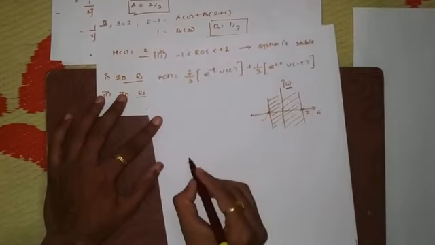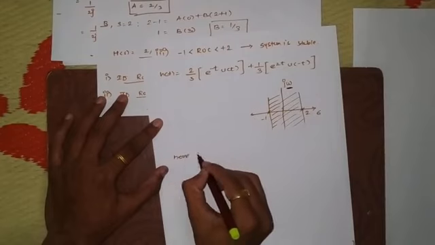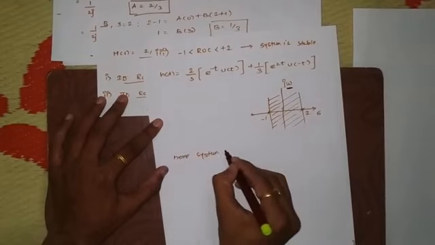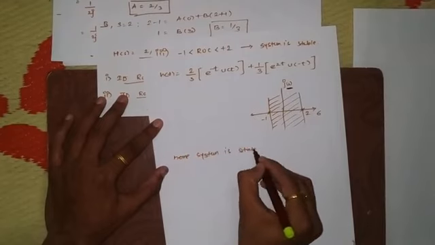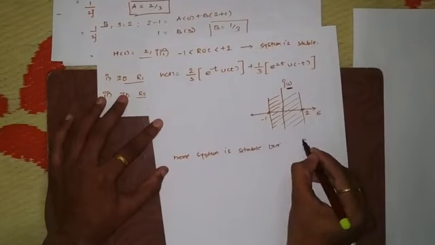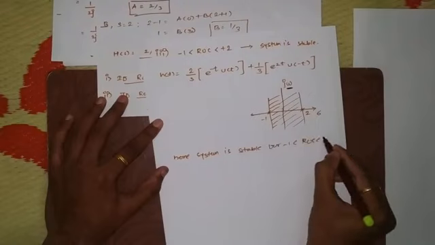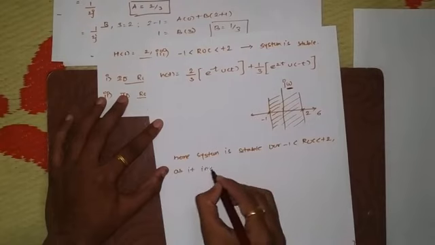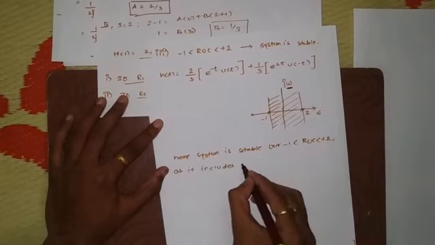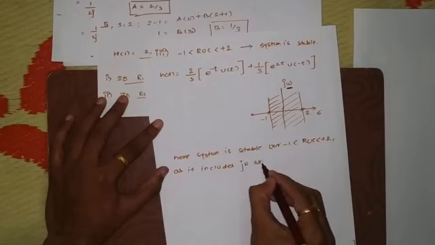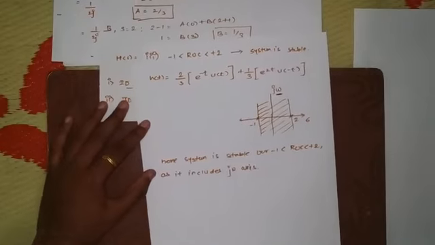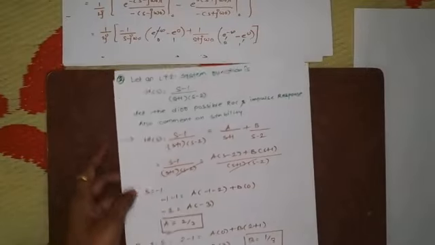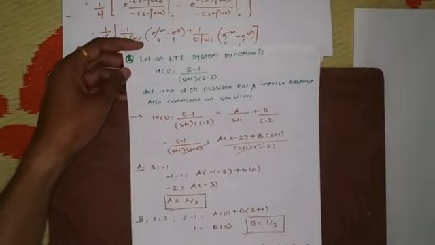Or you can write here, system is stable for ROC greater than minus 1 less than plus 2 as it includes j omega axis. So by this you can determine or you can comment on stability. So such kinds of examples you can expect in the university examination.